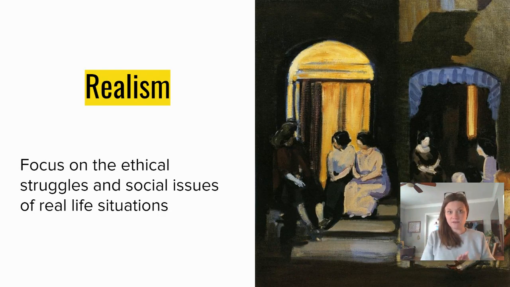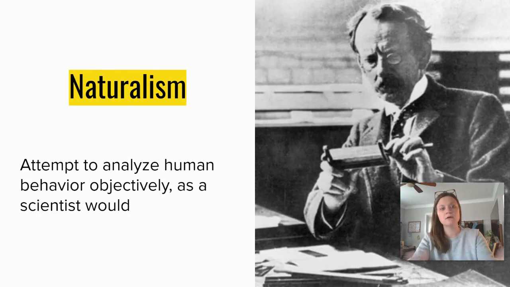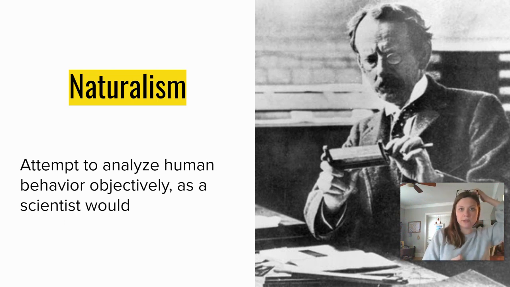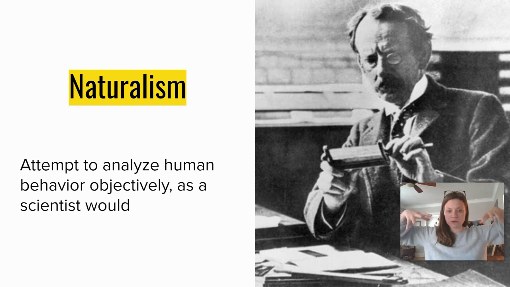We are going to be identifying realism traits in the text that we look at, and then we'll also be looking at naturalism traits. The naturalism traits are: an attempt to analyze human behavior objectively as a scientist would. So we're not trying to relate to these characters and build a connection with them like you would in a realist text. Naturalism is we've got this bird's eye view of a human being and the actions they're taking, and we are analyzing their behavior. All right, it's very scientific.